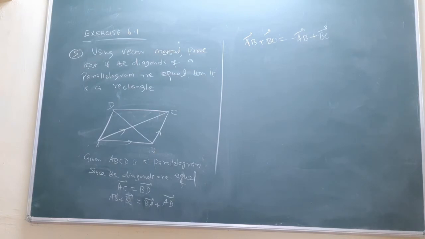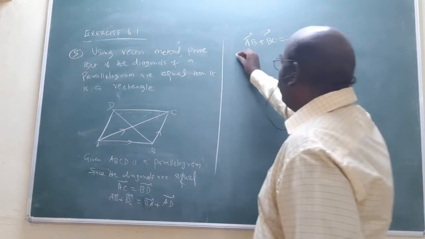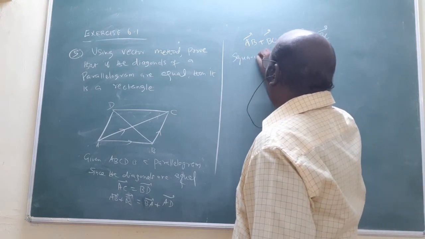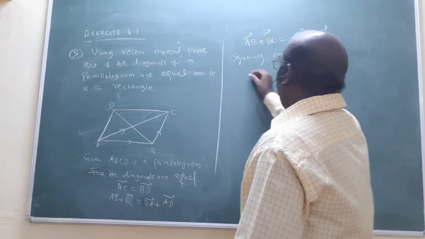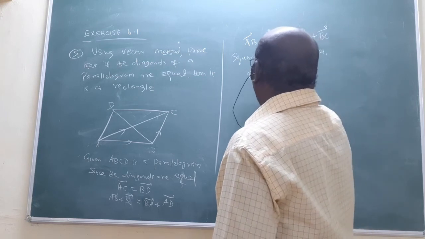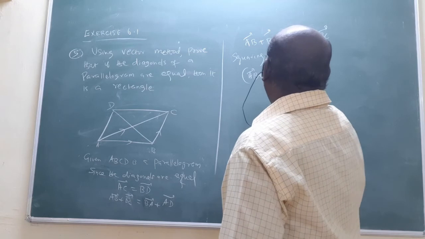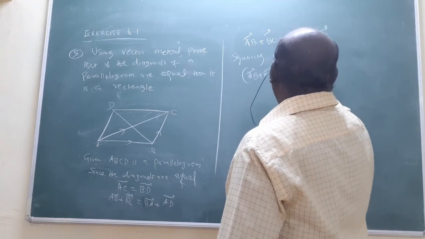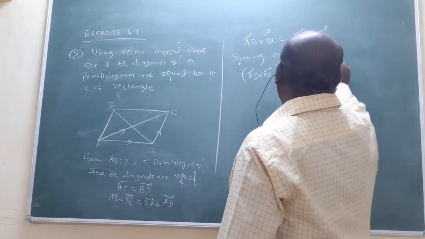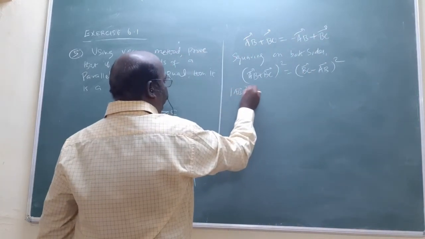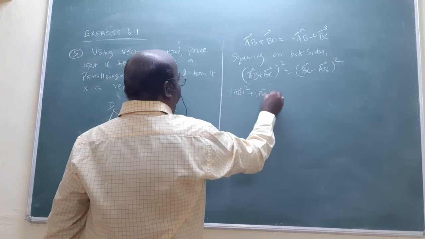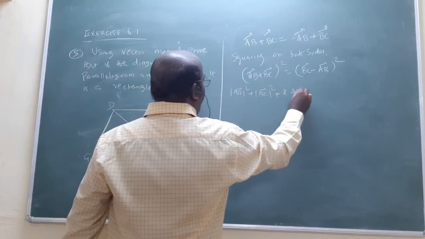Understand? These are the BC. Now squaring on both sides. Now (AB + BC) whole square, and this can be (BC − AB) whole square. Now it is of the form a square plus b square plus 2 into a into b.